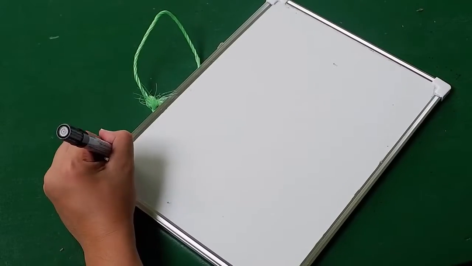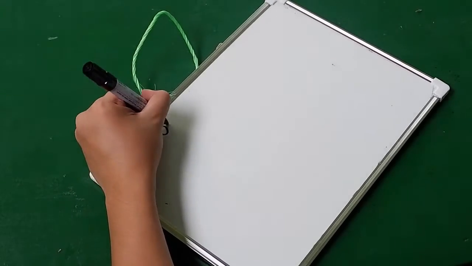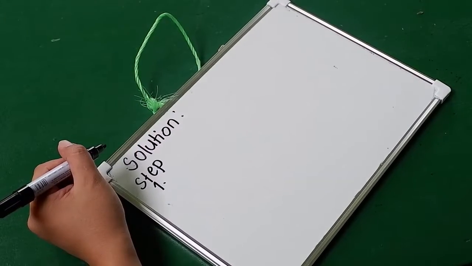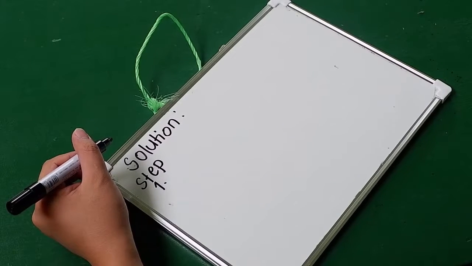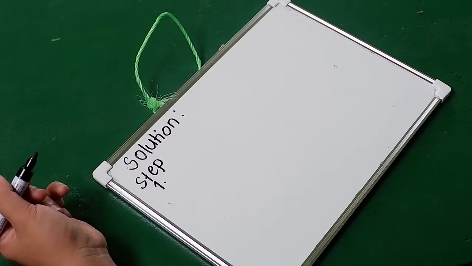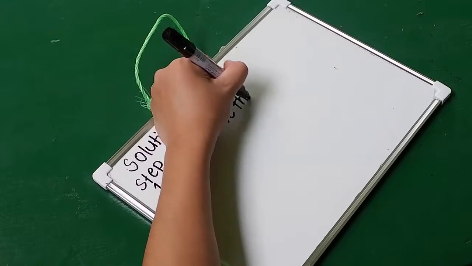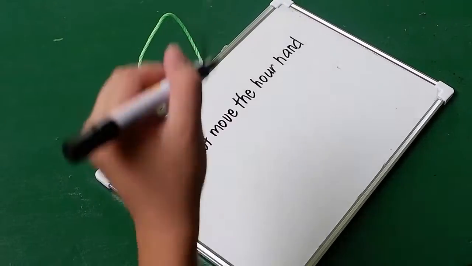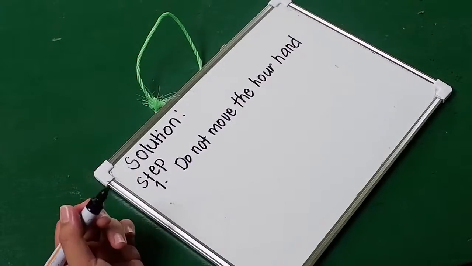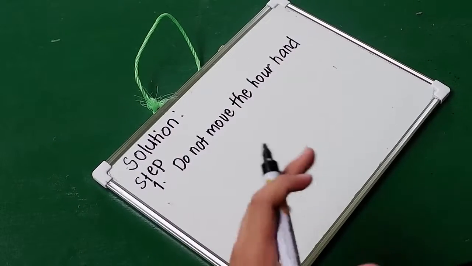Alright, for the solution, we have proposed 3 steps here. First step, we're going to count the number of minutes from the start time, which is 12, to the desired time without moving the hour hand. Do not move the hour hand. That's the first rule, do not move the hour hand. Then you just count the number of minutes from the start time, which is 12.